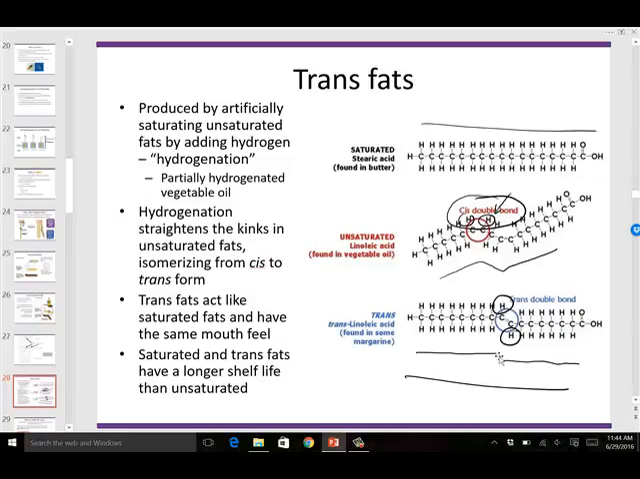This is actually part of the reason why fish, which has lots and lots of unsaturated fats, goes bad within 3 days in your fridge, whereas beef, which has many more saturated fats, tends to last quite a bit longer.